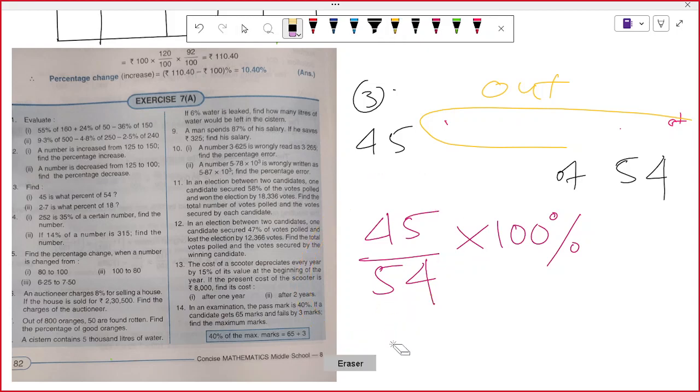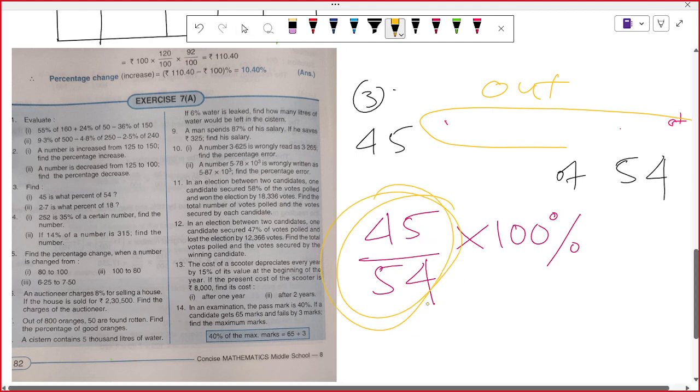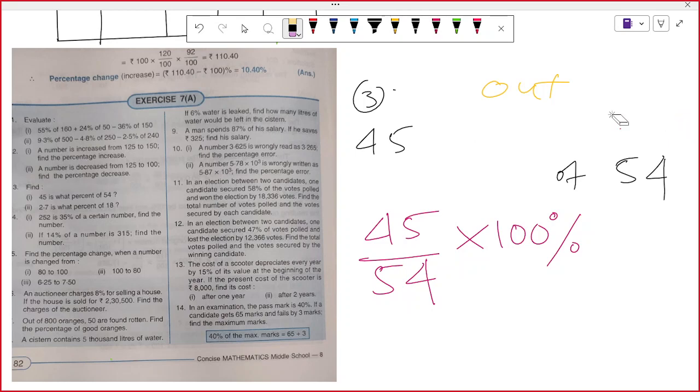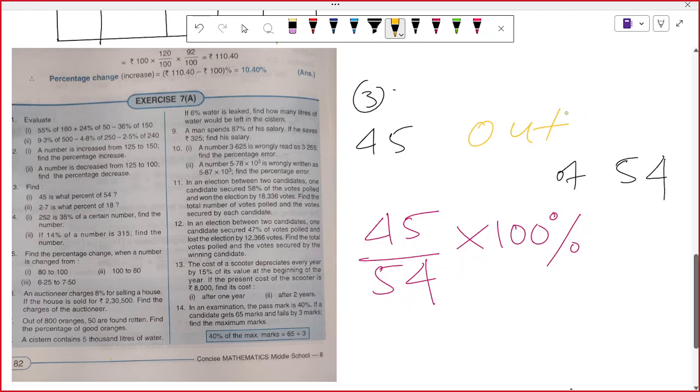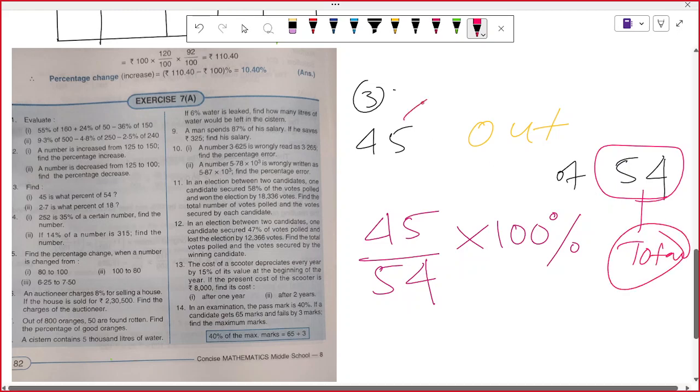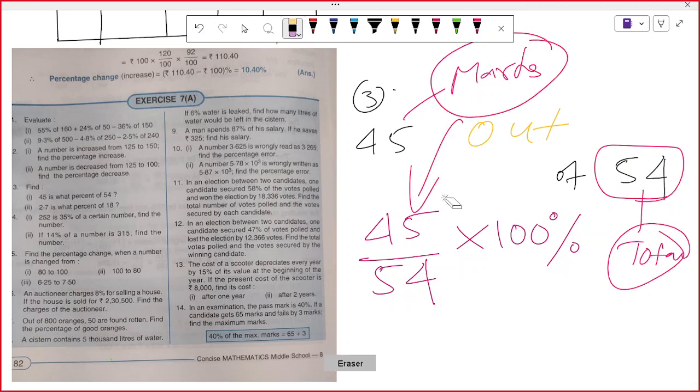No, sir. Why no? How do you write 45 out of 54? So 45 by 54. Yes, sir, it makes sense. 45 divided by 54. So you have to first find the fraction. 45 by 54, both are correct, same, right? It is like, 45 is what percent of 54. So total is 54 marks. In that you have scored 45 marks. First find the fraction, then multiply by 100%.